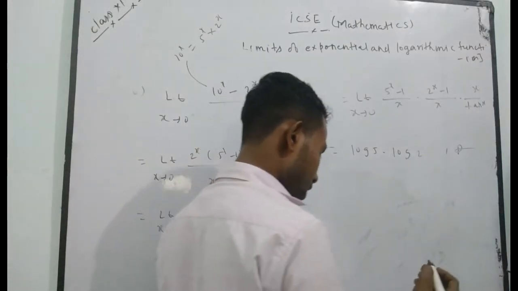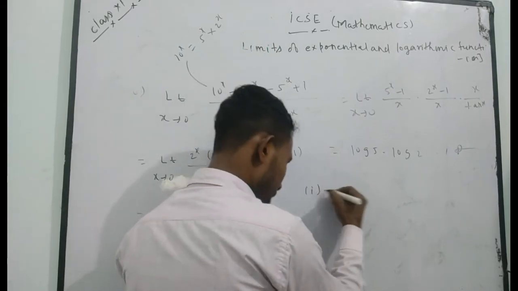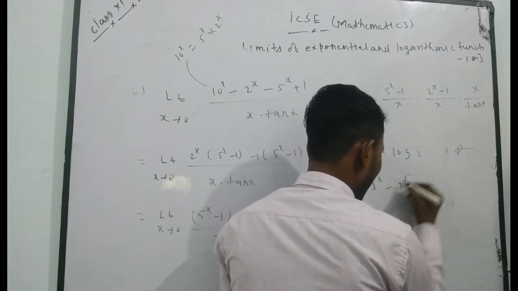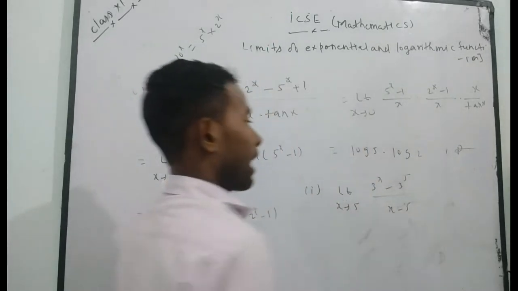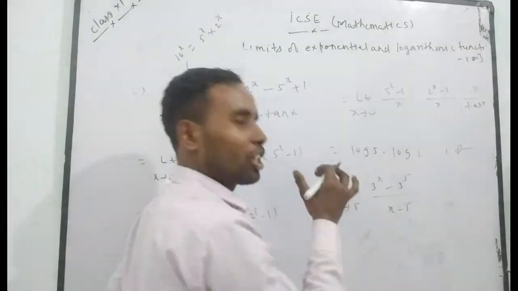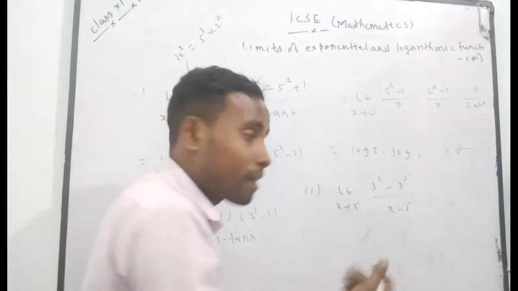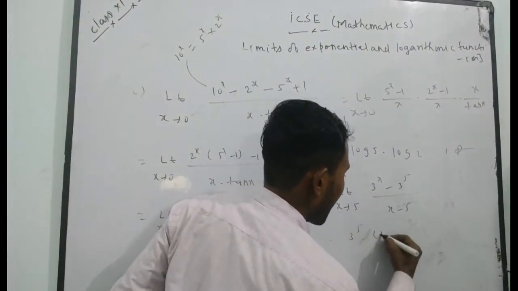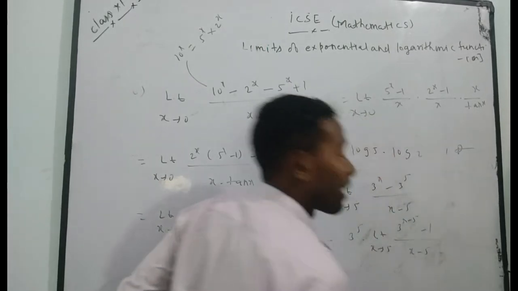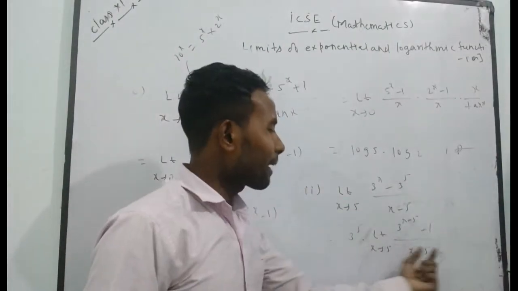Now, take the next problem for you. The second will be limit x tends to 5 of (3 to the power x minus 3 to the power 5) by x minus 5. How can you solve this problem? This is also very easy. Firstly, take 3 to the power 5 common in the numerator forcefully. If you do, what do you get? 3 to the power 5 times limit x tends to 5 of (3 to the power (x minus 5) minus 1) divided by x minus 5. If you couldn't understand, multiply this factor into the numerator. What do you get?